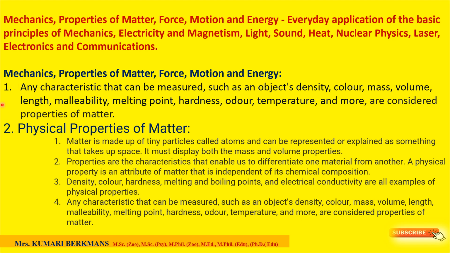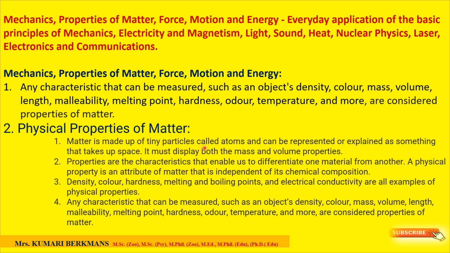Let us see. Any characteristics that can be measured, such as an object's density, color, mass, volume, length, malleability, melting point, hardness, odor, temperature and more are considered properties of matter. Number 2. Physical properties of matter.